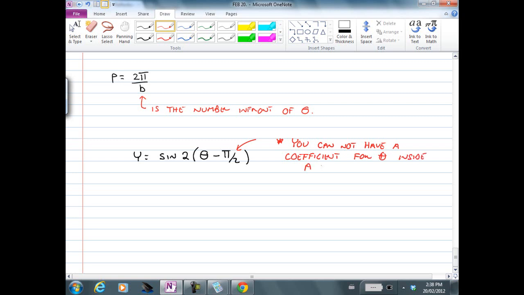I'm going to show you an example, and I'm going to show you what to do. Okay? It says you cannot have a coefficient for theta inside a bracket. This is crucial. A lot of people make mistakes here. Bubble this if you need to. Does that always mean you have to factor it out? You always have to factor out. If you don't, everything is wrong. A lot of people make mistakes because they forget this rule.